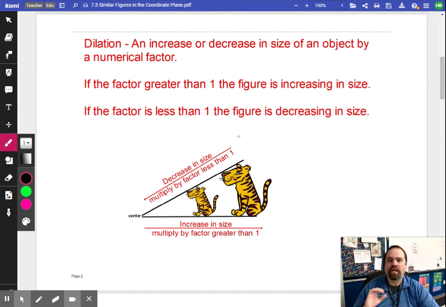If you dilate your figure by a scale factor that is less than 1, your figure is getting smaller. Like the tiger here on the right, if I made it half as large, its scale factor is less than 1, it's going to get smaller. The flip side of that, if it's a small figure, I can dilate it by a factor bigger than 1 and it'll get bigger. So basically think about how fractions work and how whole numbers work. Fractions are smaller, they're going to get smaller. Whole numbers are bigger, they're going to get bigger.